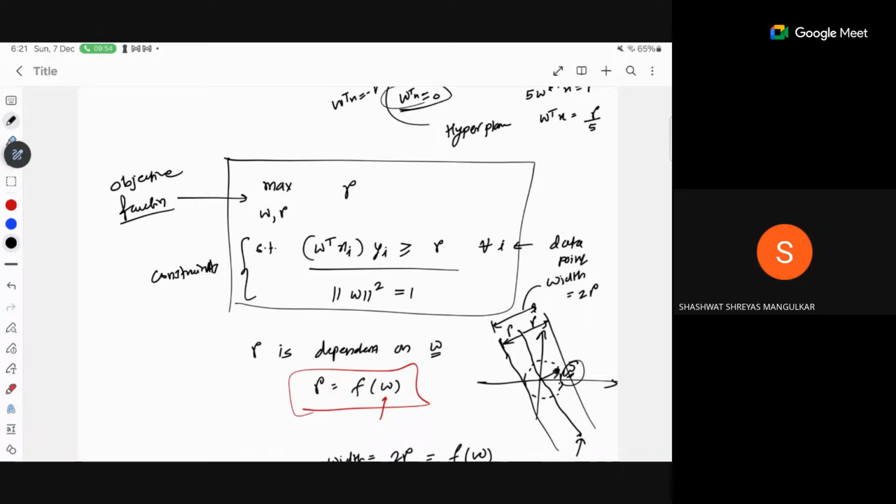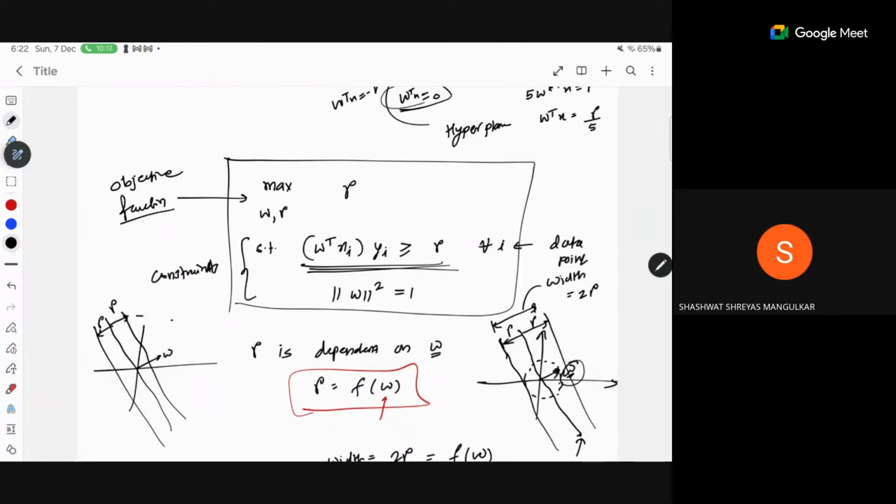So what does that mean? Geometrically, how can we say that? Let's say this is my W, my separating hyperplane, and this is gamma. We are taking gamma on both sides the same, right? This gamma. Now, what does this statement say?